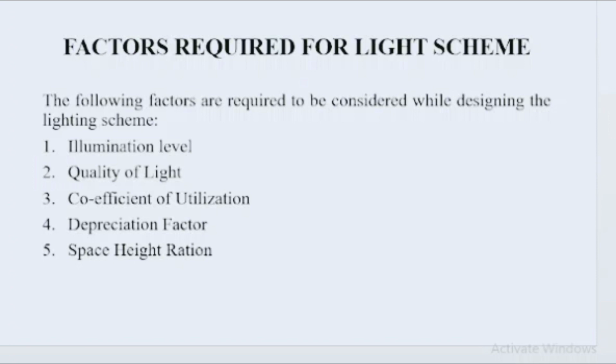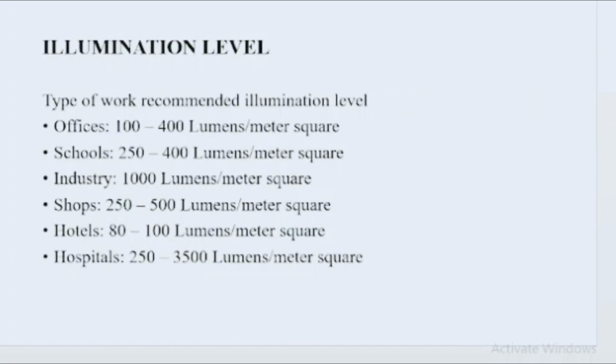Illumination levels. What are the levels we have to maintain to design? For example, for different places, offices, we can consider 100 to 400 lumens per meter square. The illumination level is not the exact one, we can maintain it in this range. Next, coming to schools, we can consider 250 to 400. Industry, 1000 lumens. Shops, 250 to 500.